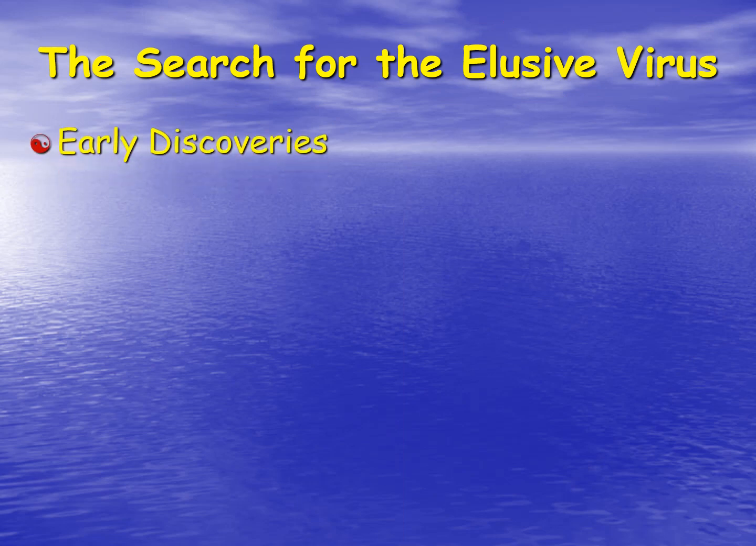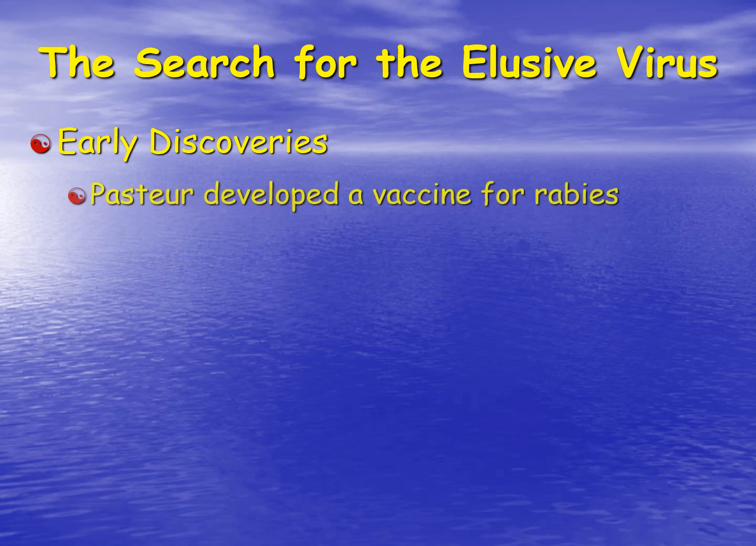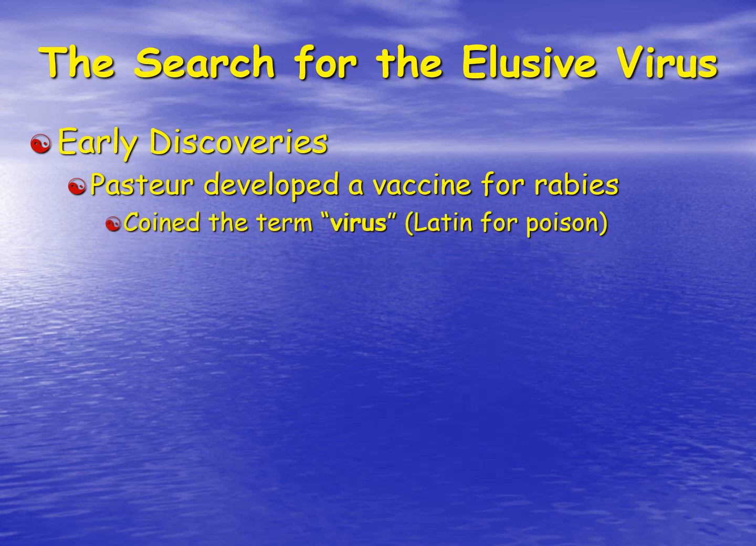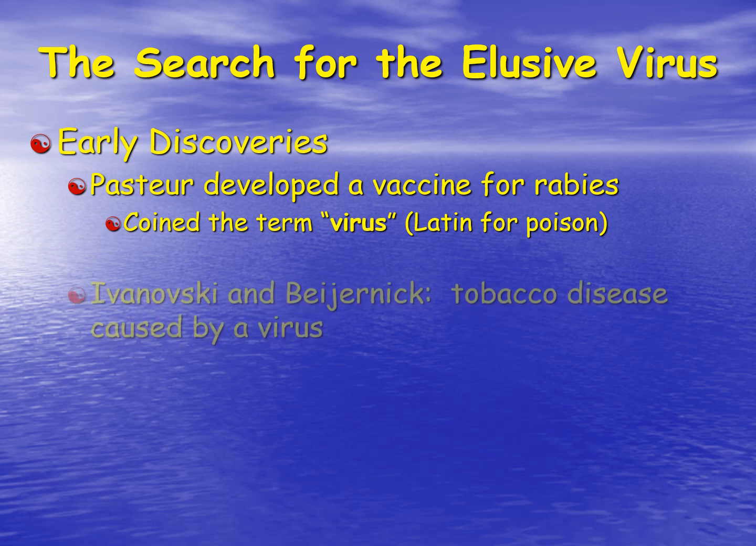Viruses were very hard to actually discover. In fact, it wasn't even until the very late 1800s that viruses were even discovered. Pasteur actually developed a vaccine for rabies, but they really didn't understand what viruses were even at that time. Pasteur actually coined the term virus, which was Latin for poison.